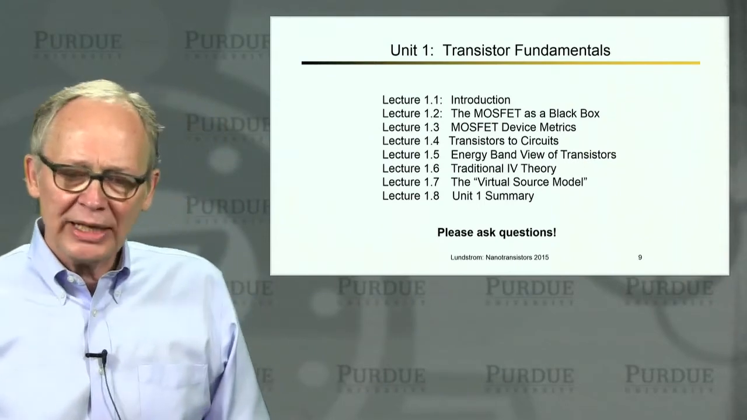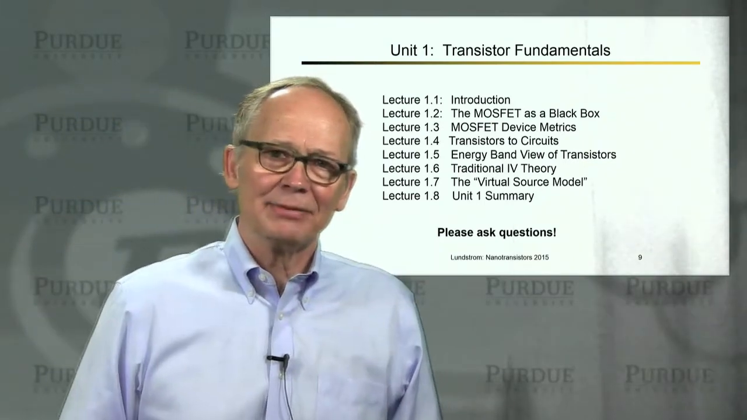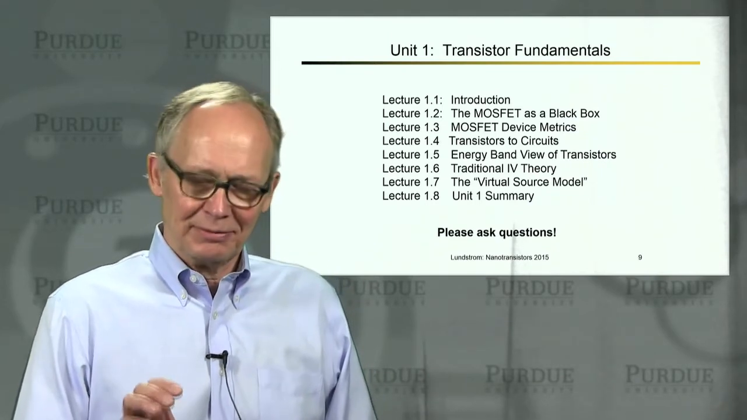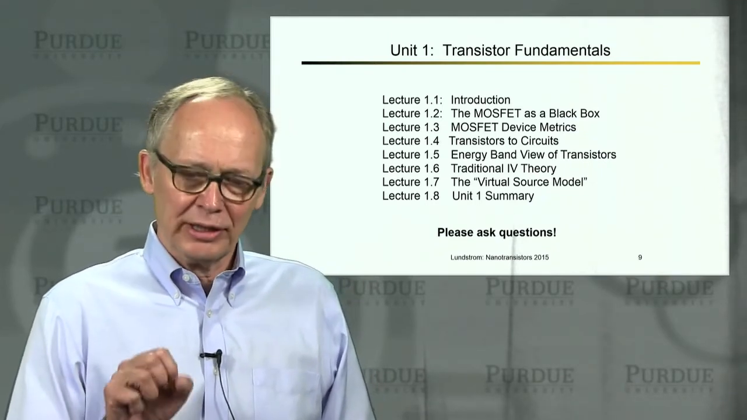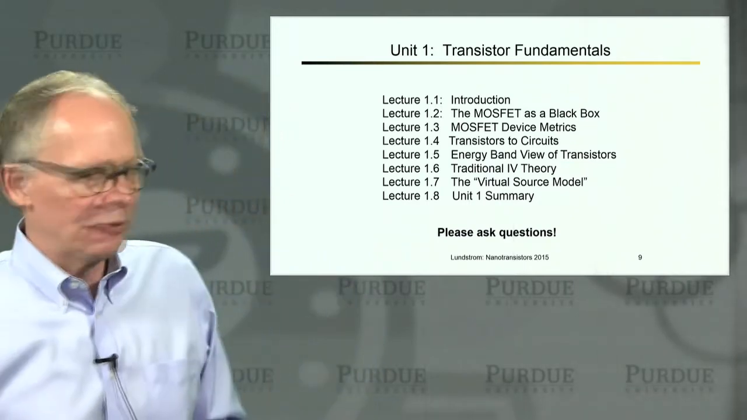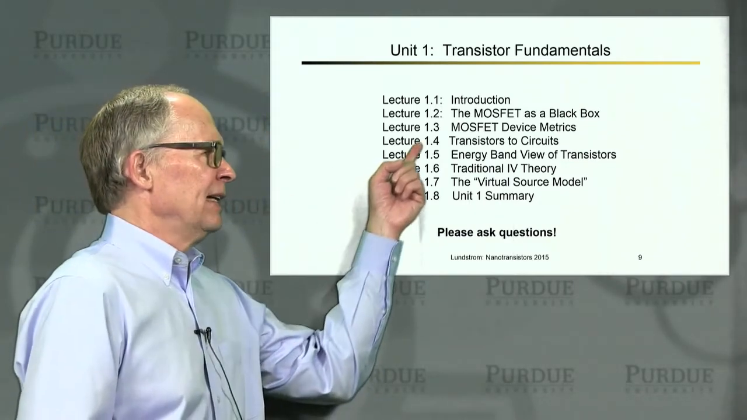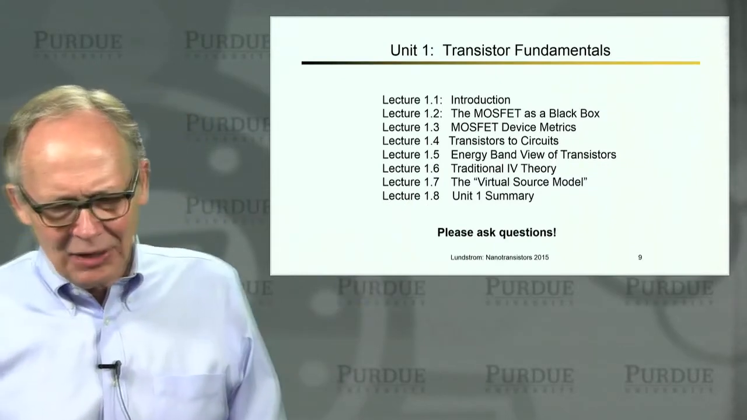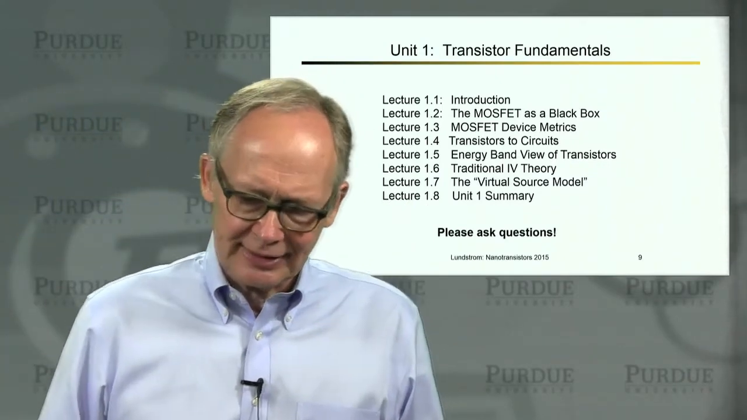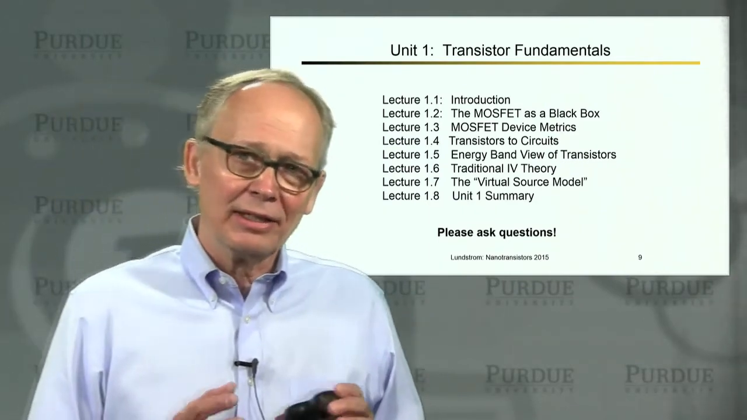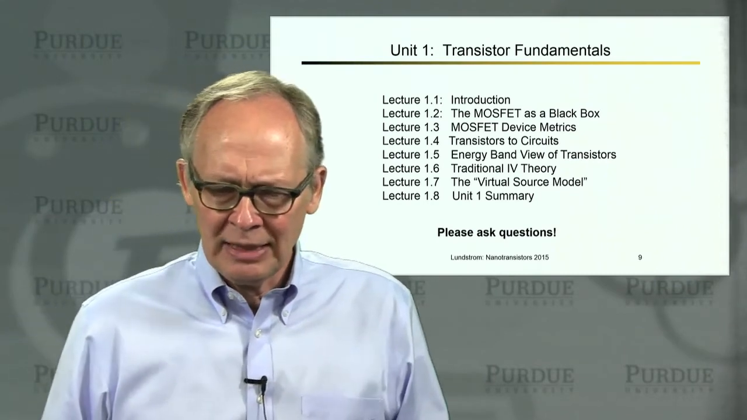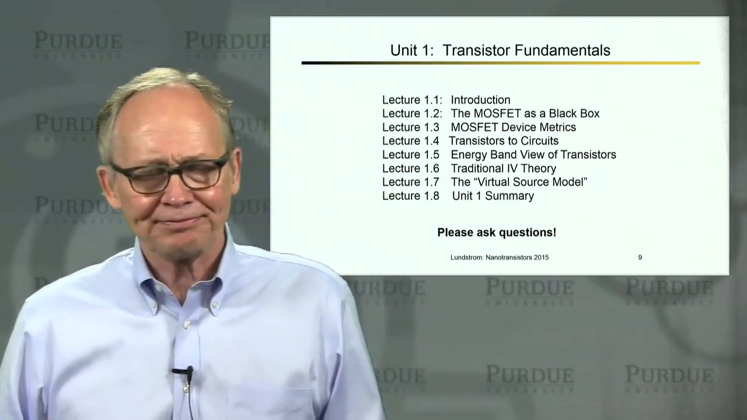In lecture 3 of this unit, we'll talk about some device metrics. There are some key device parameters that device designers look at. If you can achieve these metrics, then your circuit will perform well. And we'll define what those key metrics are. Now, this is a course about how the device operates, about the physics of the device, not about circuit design. But we need to understand a little bit about how device performance relates to circuit performance. So we'll do that in lecture 4.